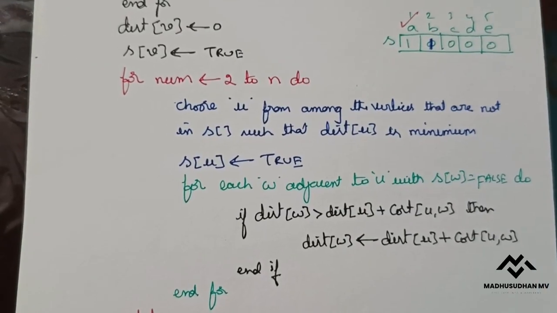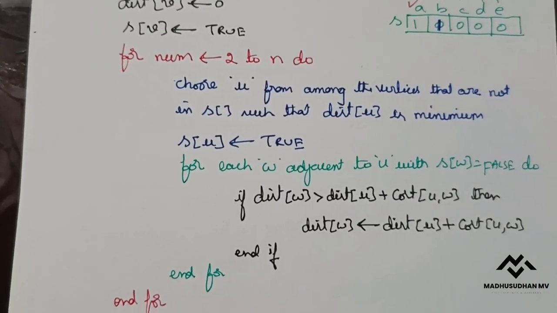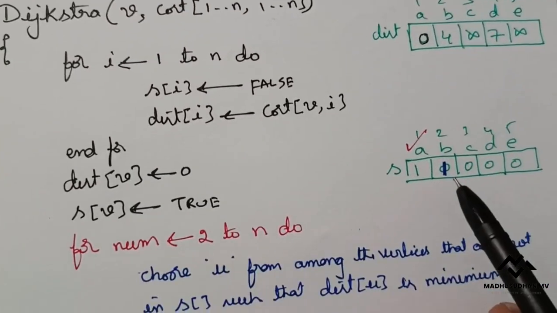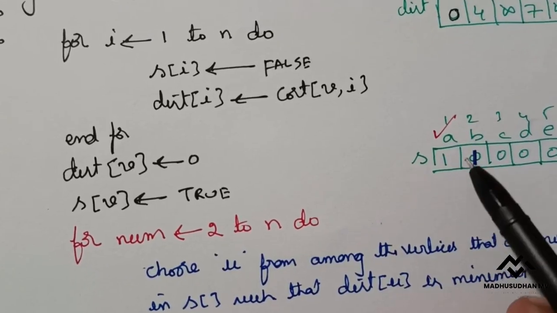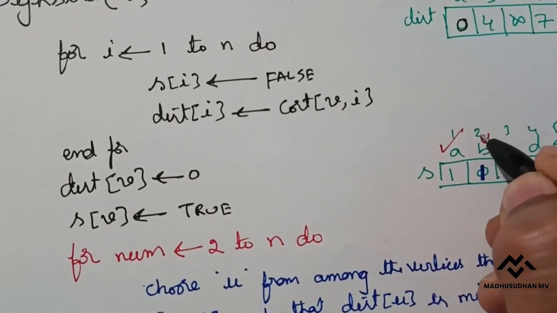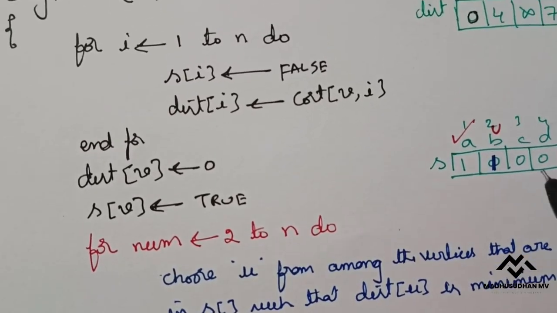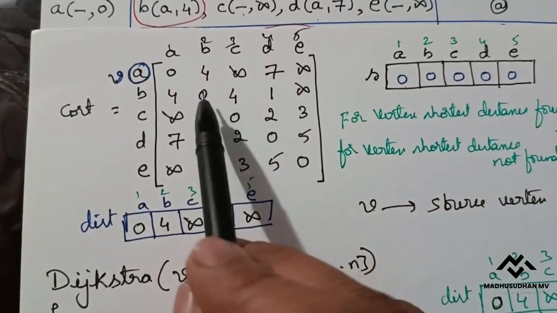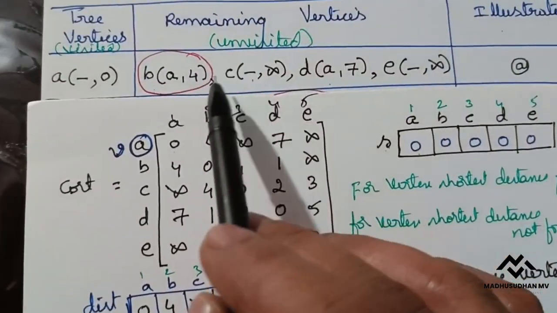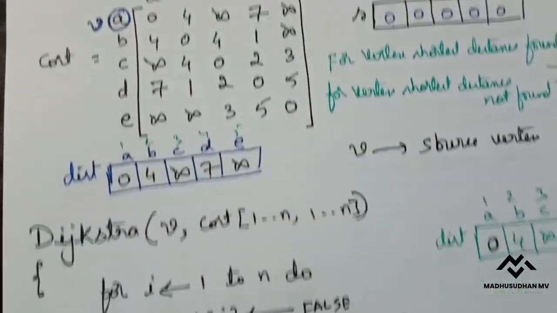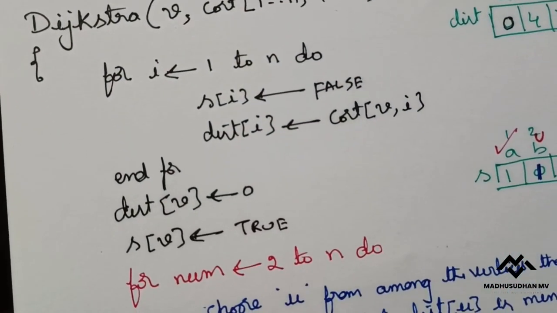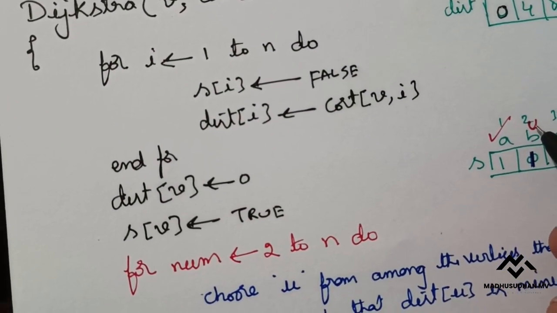Okay, so now I will trace this for you. See, hope up to this statement you understood. We started. Now this is my u. Now I choose the u from among the vertices that are not in S, not in B, C, D. Among the B, C, D, minimum is 4. So this is what in the table, 4, we selected. So that I made it as S of u is equal to true. That I made true. So this is my u.